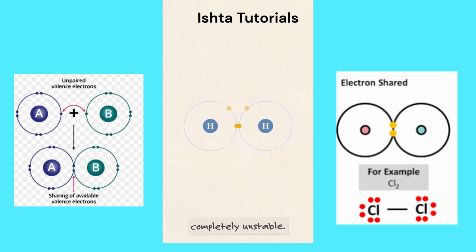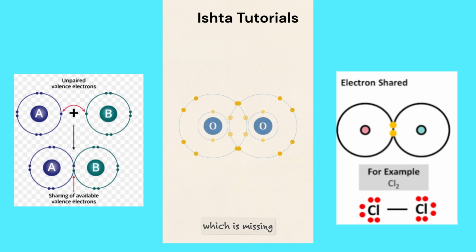They remain completely unstable. So they move close enough to physically overlap their outermost shells, pooling their individual electrons into a shared space. This shared pair now orbits both nuclei simultaneously, tricking both atoms into experiencing a completely full, stable shell. This works for needier atoms too.